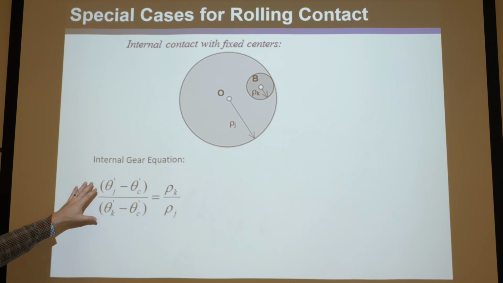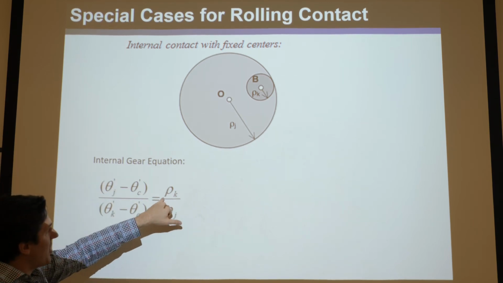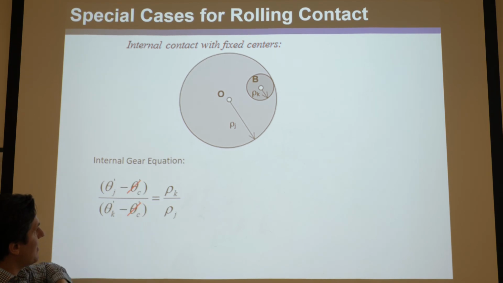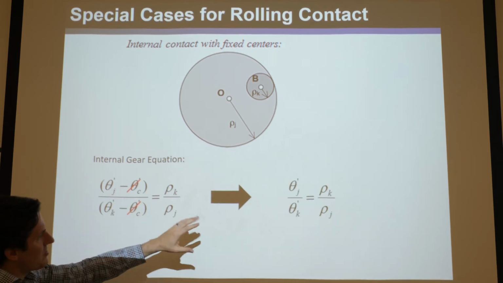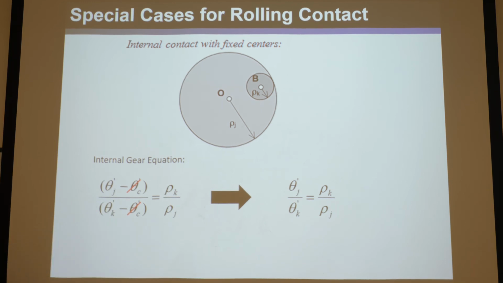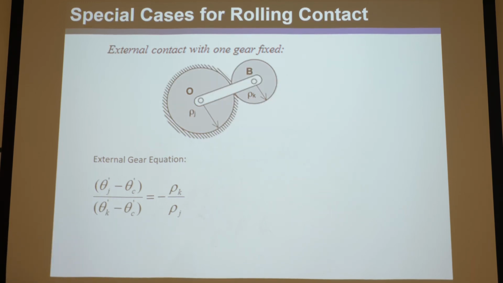Okay, now internal contact with fixed centers, say the arm that connects those is 0. So you do the internal gear equation where there's a positive sign here. It's the same equation as the last, but it's a positive sign. This guy goes to 0. You change the relationship, and there we go. That's that scenario simplified.